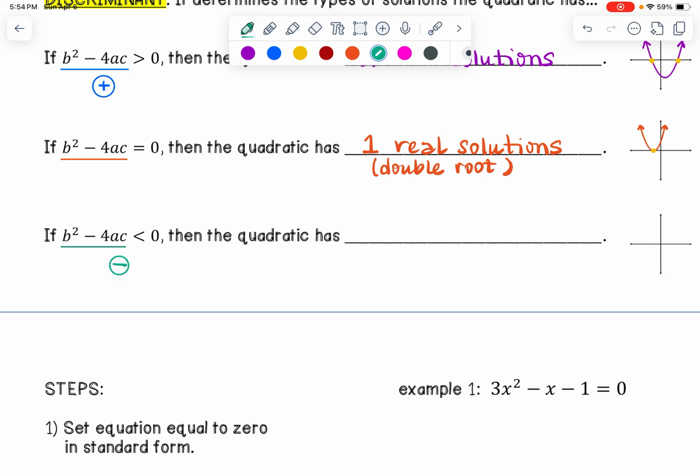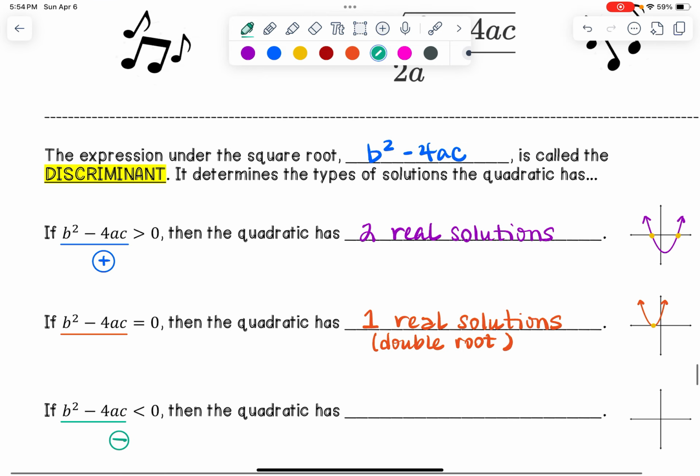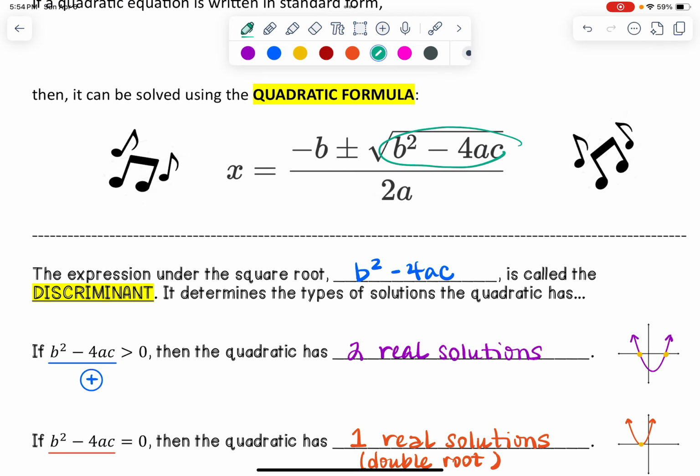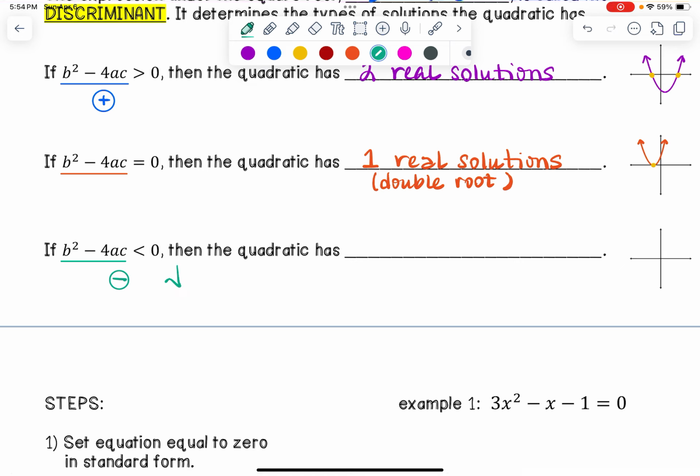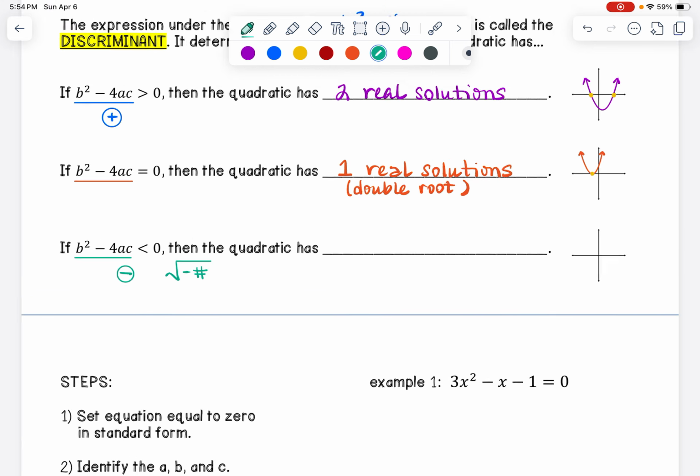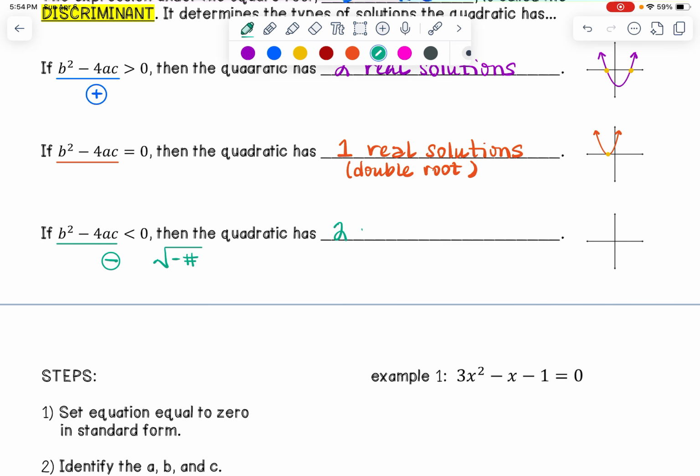Okay, and then our last one is if the discriminant is less than 0, meaning a negative number, right? And remember that b squared minus 4ac is under a square root, right? So you can imagine what's happening is we're trying to take the square root of a negative number if our discriminant is negative. And I don't know if you've ever tried to take the square root of a negative number, but if you put that in your calculator, it's going to give you an error. And it's going to say non-real solution, or non-real answer, right? And that's because the quadratic has two non-real solutions.